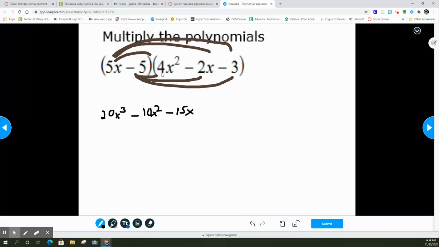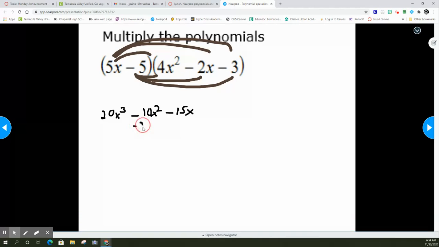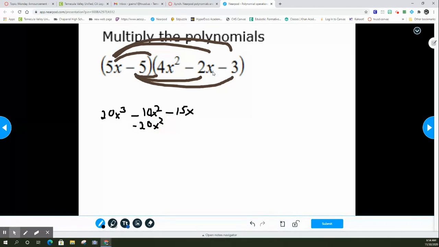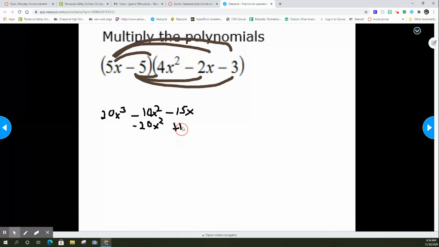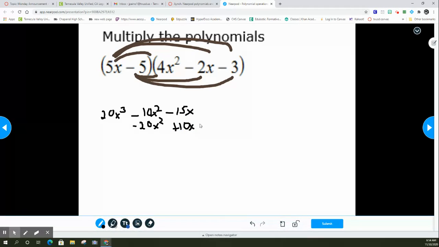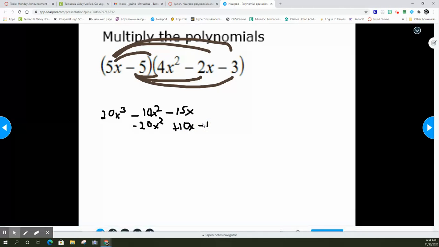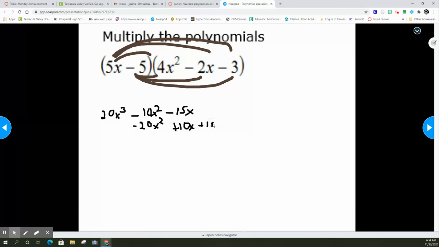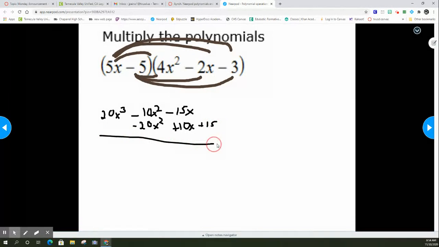Some people will line up their like terms as they multiply. So like this, negative 5 times 4x is negative 20x squared. So I'll just line that up with my other x squared because I know I'm going to have to combine those. Then negative 5 times negative 2x is positive 10x. Line that up there. And then negative 5 times negative 3 is negative 15, or positive 15, excuse me. And then we just add straight down.